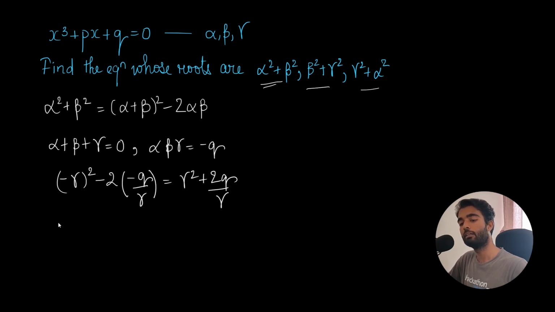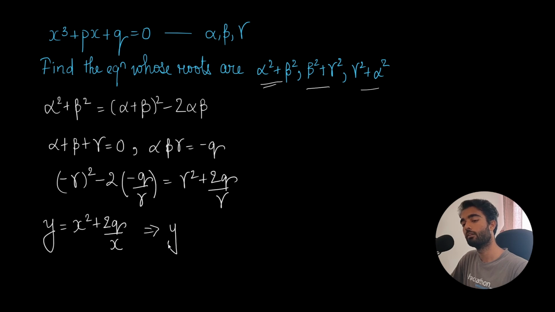And we can write down now that we need an equation in y whose roots are actually x squared plus 2q by x. This is still not solvable because we can't write x as some expression in terms of only y. So we need to do further manipulations here. I'm going to write yx is equal to x cubed plus 2q. Now I can see that x cubed is the same x cubed that satisfies this equation, so I can write x cubed equals minus bx minus q.